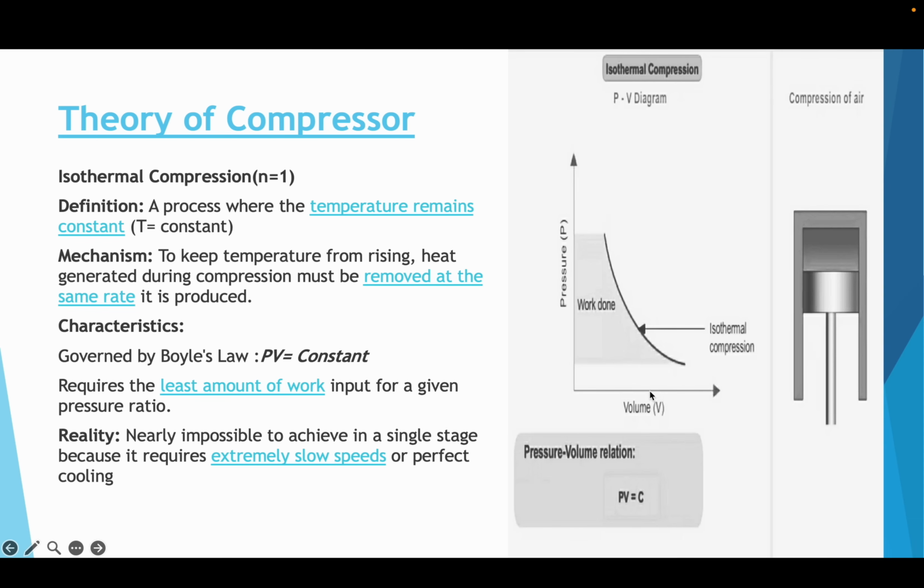Why? Isothermal compression is a type of compression which consumes the least amount of work or energy to do the compression. But this compression is not practically possible because it requires very slow speed compression to ensure that the heat is extracted at the same time during the compression for keeping the temperature constant. For that reason, this is not practically possible. So it is like an ideal gas.